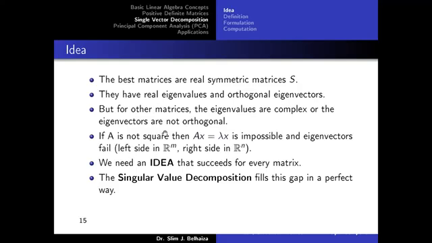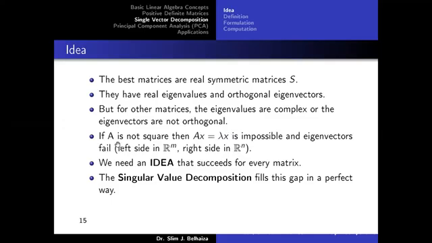So it is based on the fact that these beautiful positive definite matrices, or the real symmetric matrices, are the best. They do have real eigenvalues and orthogonal eigenvectors. They come out of nowhere. They are orthonormal or easy to get to orthonormality. So it's beautiful. But for other matrices, the eigenvalues could be complex, and the eigenvectors could be non-orthogonal.